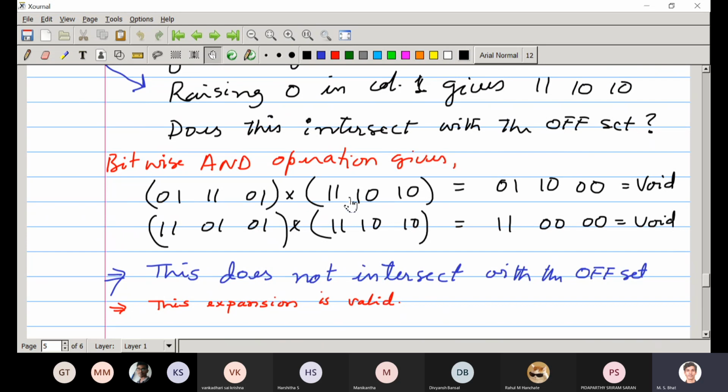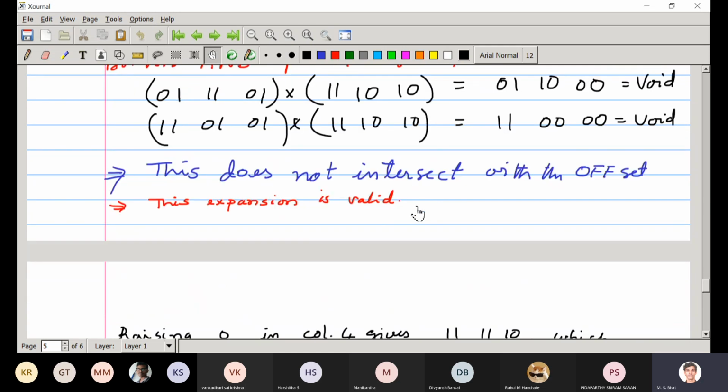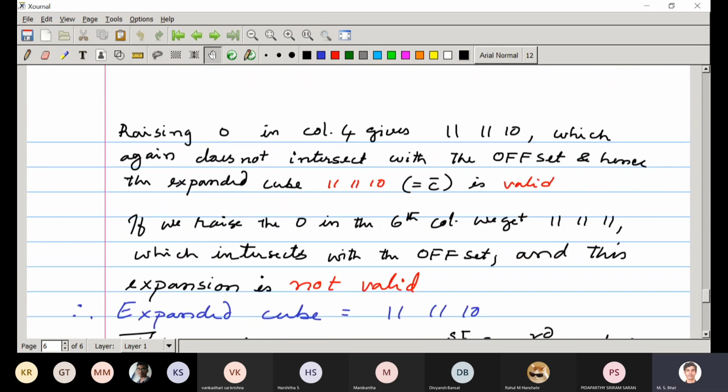So even if your B bar, C bar is expanded to just C bar, even then that does not intersect with the offset. Okay, so even after doing this, which again does not intersect with the offset, the expanded cube, that is 1, 1, 1, 1, 1, 0, which is just C bar, is valid.